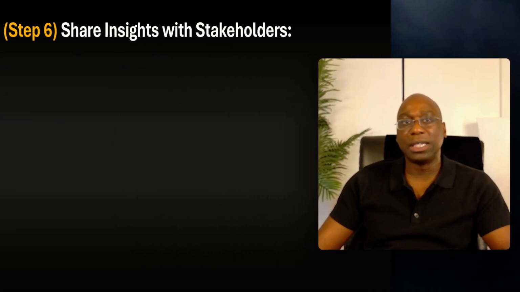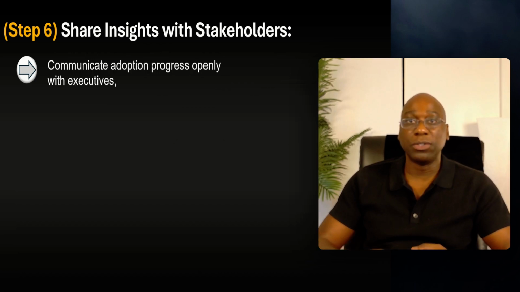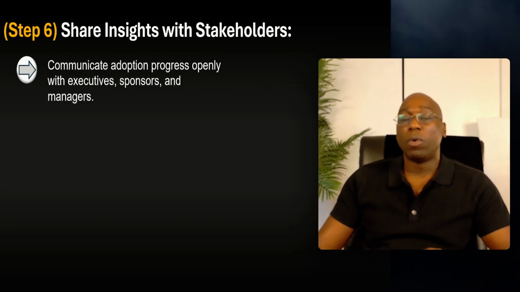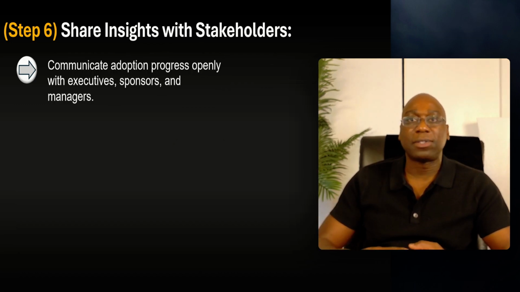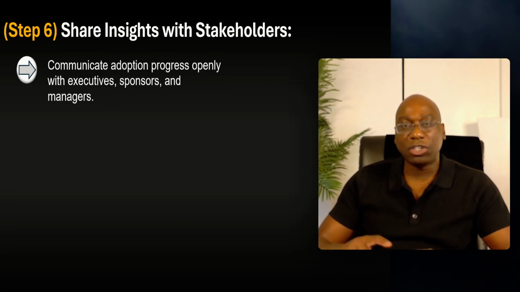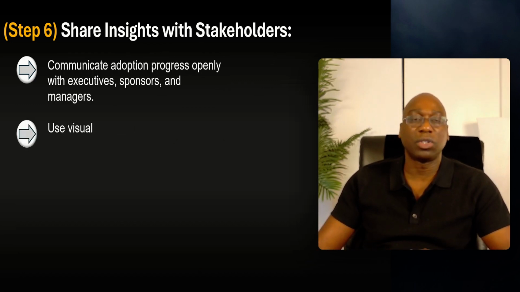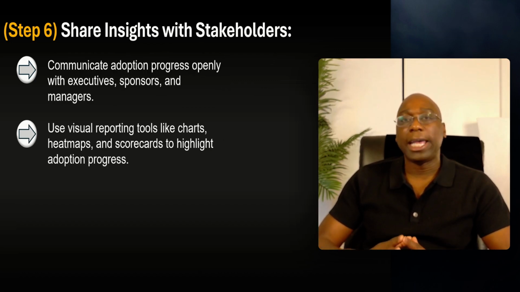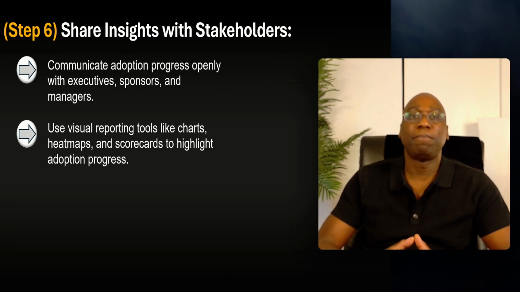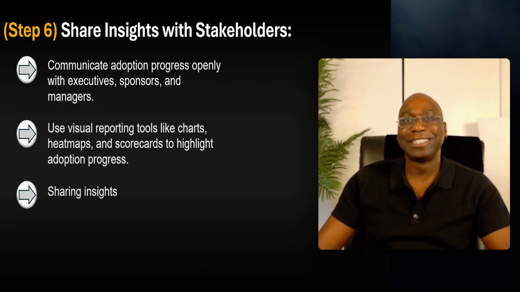You want to communicate adoption progress openly with executives, sponsors, and managers. You want to use visual reporting tools like heat maps, charts, pie charts, bar charts, and scorecards to highlight adoption successes and progress. Sharing insights really helps to build trust with your leadership, to show accountability, and it encourages sponsor reinforcement.